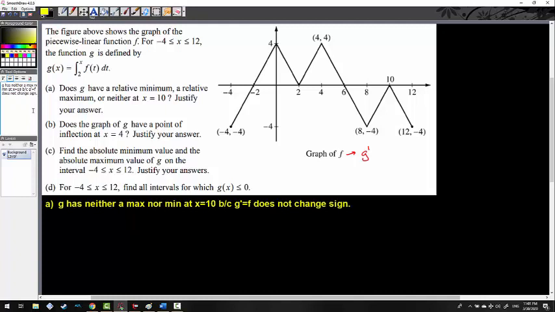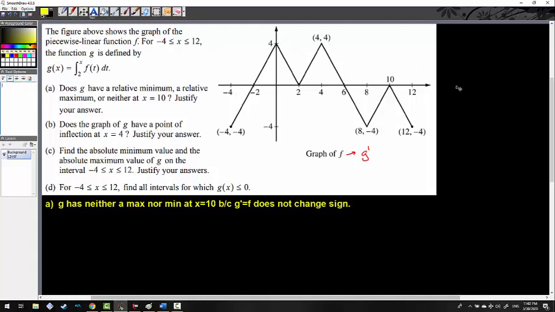Now remember, if there was going to be a max there, your slope values, which would be positive up top and negative on bottom, would be going from top to bottom. Likewise, if there was a min, they would be going from negative slope value, in other words bottom, to positive slope value, meaning top. Okay? So hopefully that makes sense.